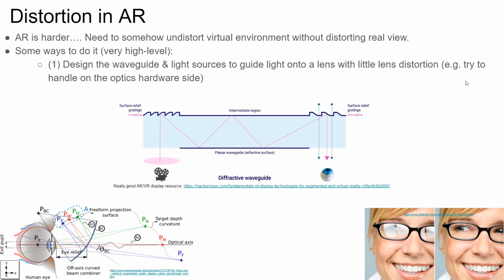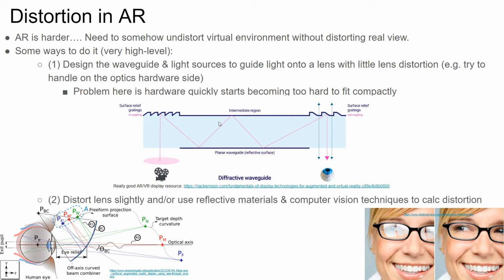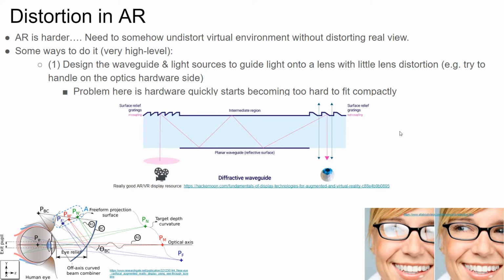So in this case, you're basically trying to handle the distortion all from the optics side. The problem here is that the hardware starts becoming complicated. Designing the waveguide correctly can be hard, and it becomes harder and harder to make it fit compactly, because you need some space to bounce the light rays into the right place. This is an ongoing problem: how do you bounce light rays into exactly where the user's eye would be, with the understanding that the user's eye may not be perfectly placed, or people have different eye shapes and different face shapes?